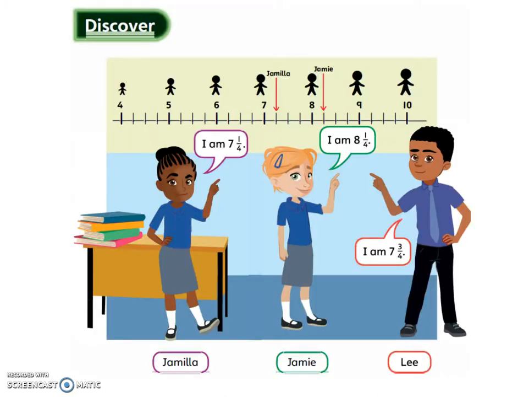And opening up our textbook, we can see our first problem is relating to Jamila, Jamie and Lee. And they are talking about their ages, and they're using mixed numbers for this. So we can see that Jamila is saying that she's 7 1/4, so 7 whole years and 1/4 of a year. We've got Jamie saying that she is 8 1/4, so 8 whole years and 1/4 of a year. And Lee is 7 3/4, which is 7 whole years and 3/4 of a year. So we can see we've got our whole numbers and our fractions to make those mixed numbers that we were talking about at the beginning.